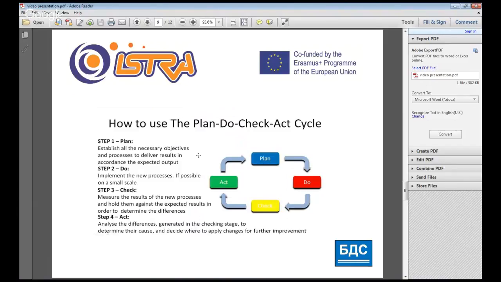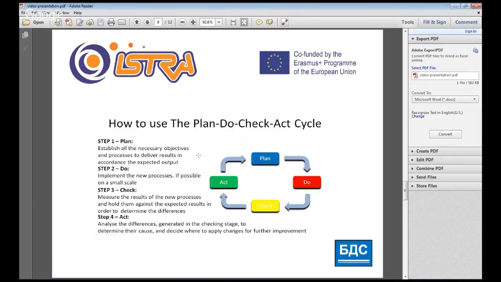Step 3, Check. At this step, you measure the result of the processes and monitor them to determine the differences or to detect any non-conformities. And the final step, Step 4, Act. Act is to identify areas for improvement in the next business cycle.